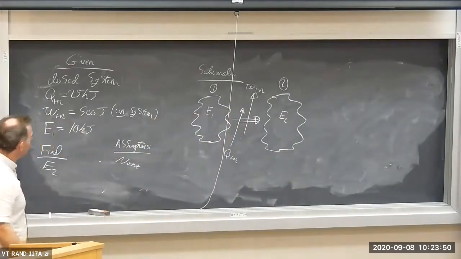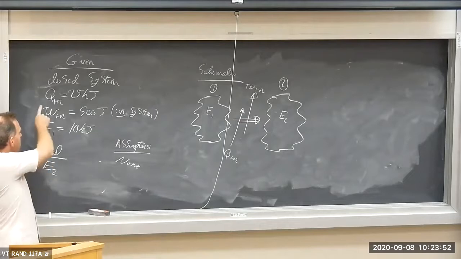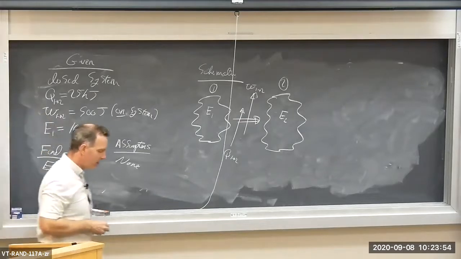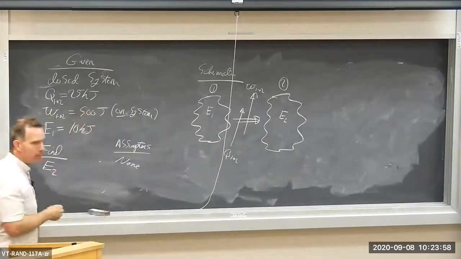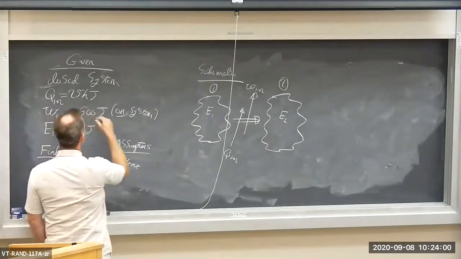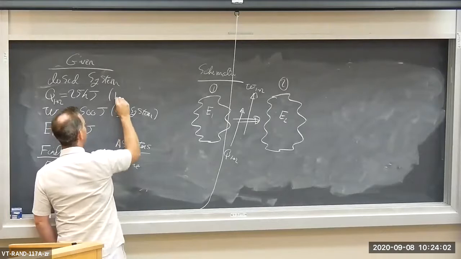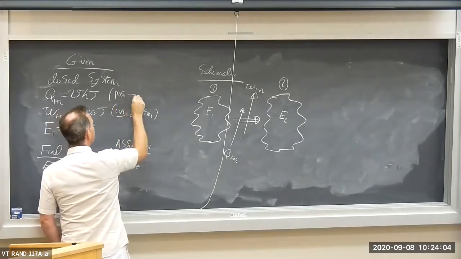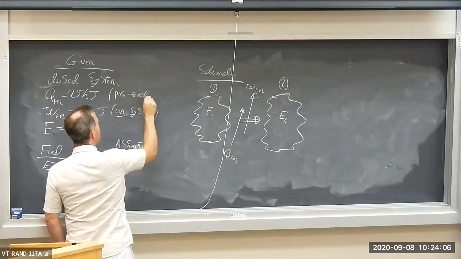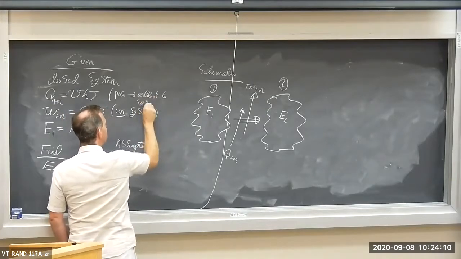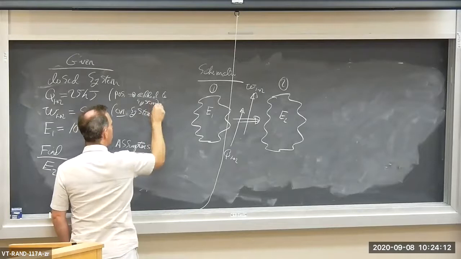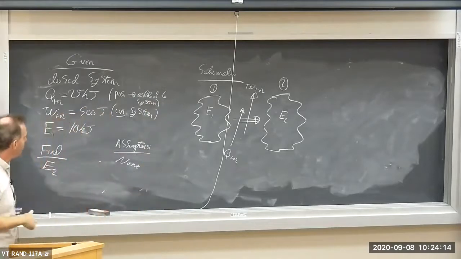So let me give you some numbers here. Closed system, the heat added to the system is 25 kilojoules over the process. So this is 25. Notice that it's positive. Positive, so heat is added to the system. When Q is positive, that means we're adding heat.